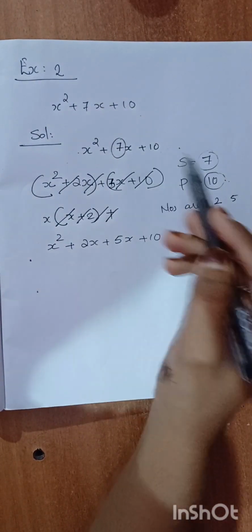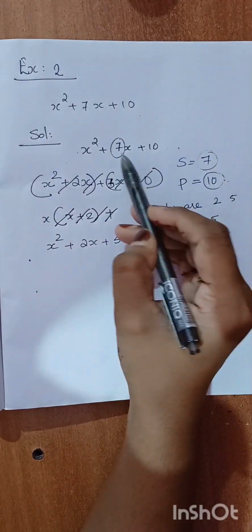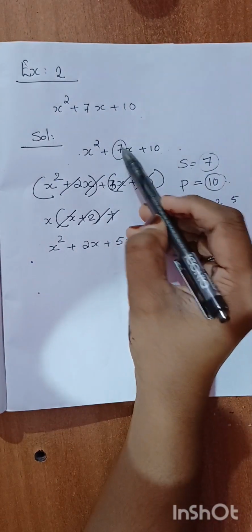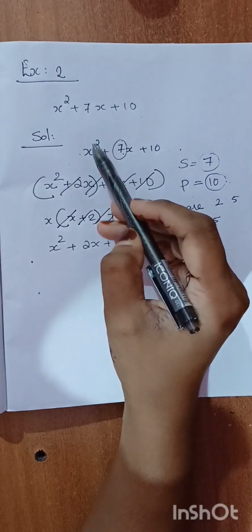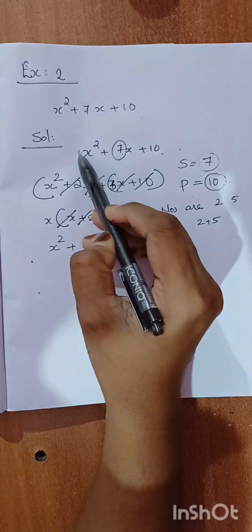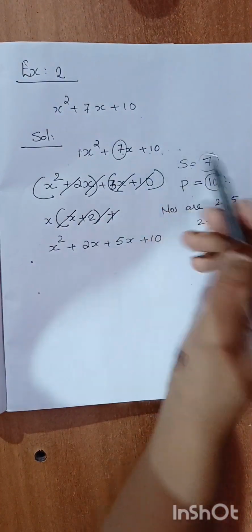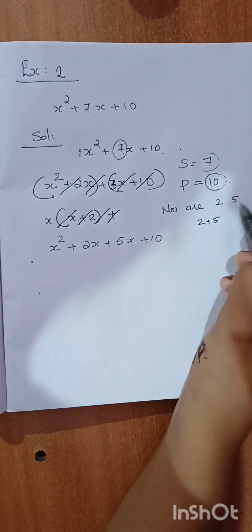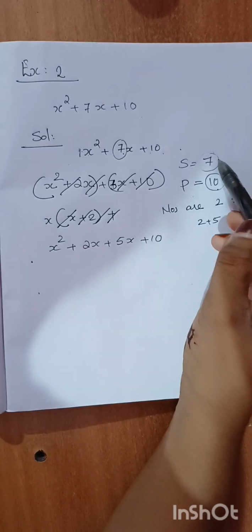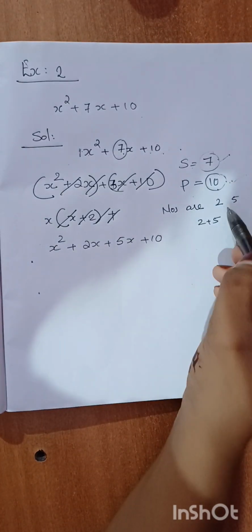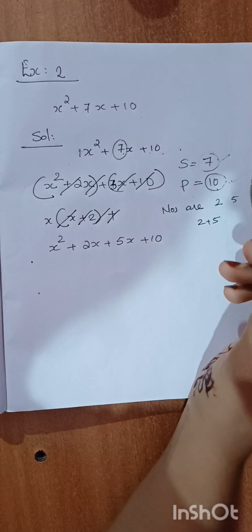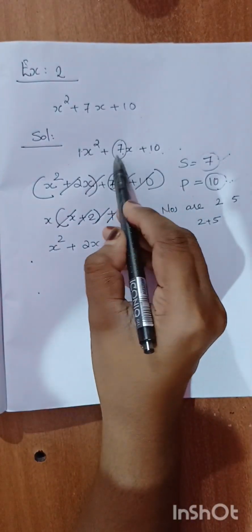For those who did not understand splitting the middle term, I am repeating this. First you have to find the sum and product from this. The coefficient of x will be the sum, and the product will be the coefficient of x square into the constant term. Here the coefficient of x square is 1, right? And the constant term is 10, that is 1 into 10 is 10. Then you have to find two numbers that satisfy the condition that when added the sum should be 7 and the product should be 10. The numbers are 2 and 5: 2 plus 5 is 7 and 2 into 5 is 10. So the next step is to split the middle term 7x.